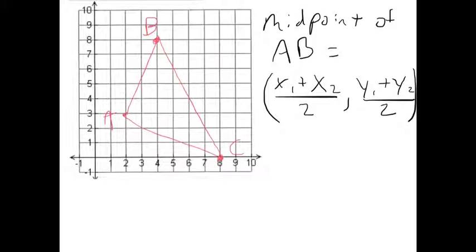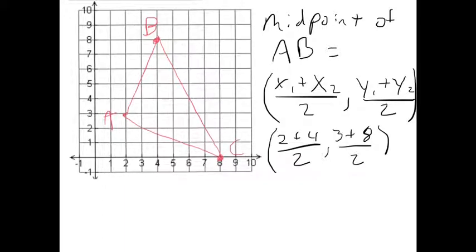Just plugging in some numbers here. This gets us, let's see, the x-coordinate of A is 2, and the x-coordinate of B is 4. Divide that by 2, that doesn't look too complicated. And the y-coordinate of A is 3, and the y-coordinate of B is 8, over 2.